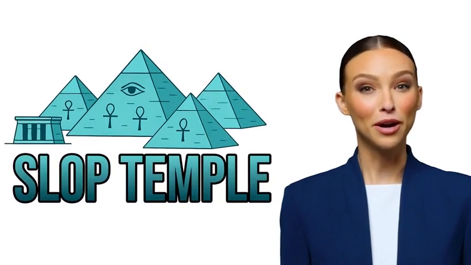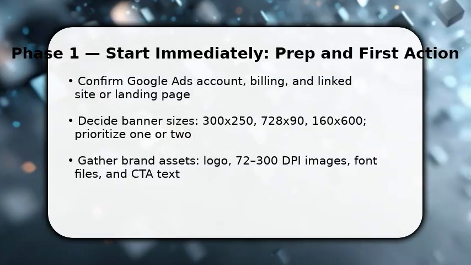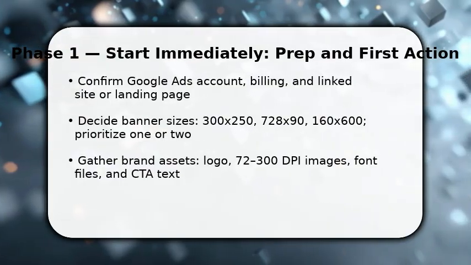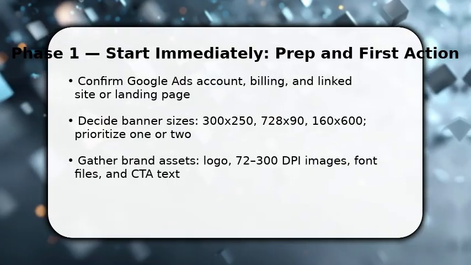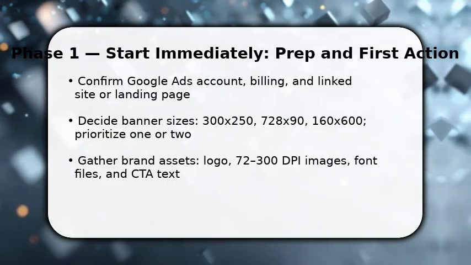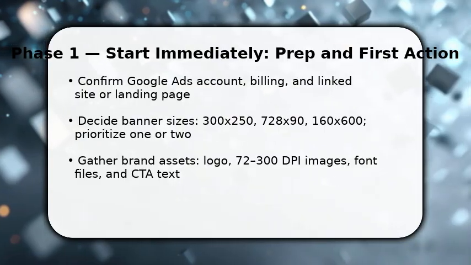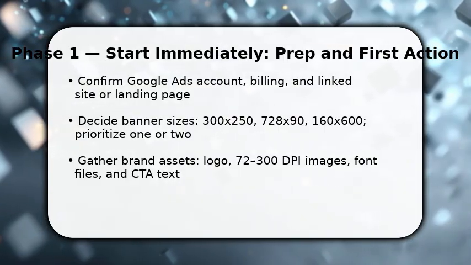We pray this video helps. You start by confirming essentials. Google adds login, billing, and a live landing page that converts. Next, choose sizes 300x250, 728x90, 160x600, so you target placements quickly.